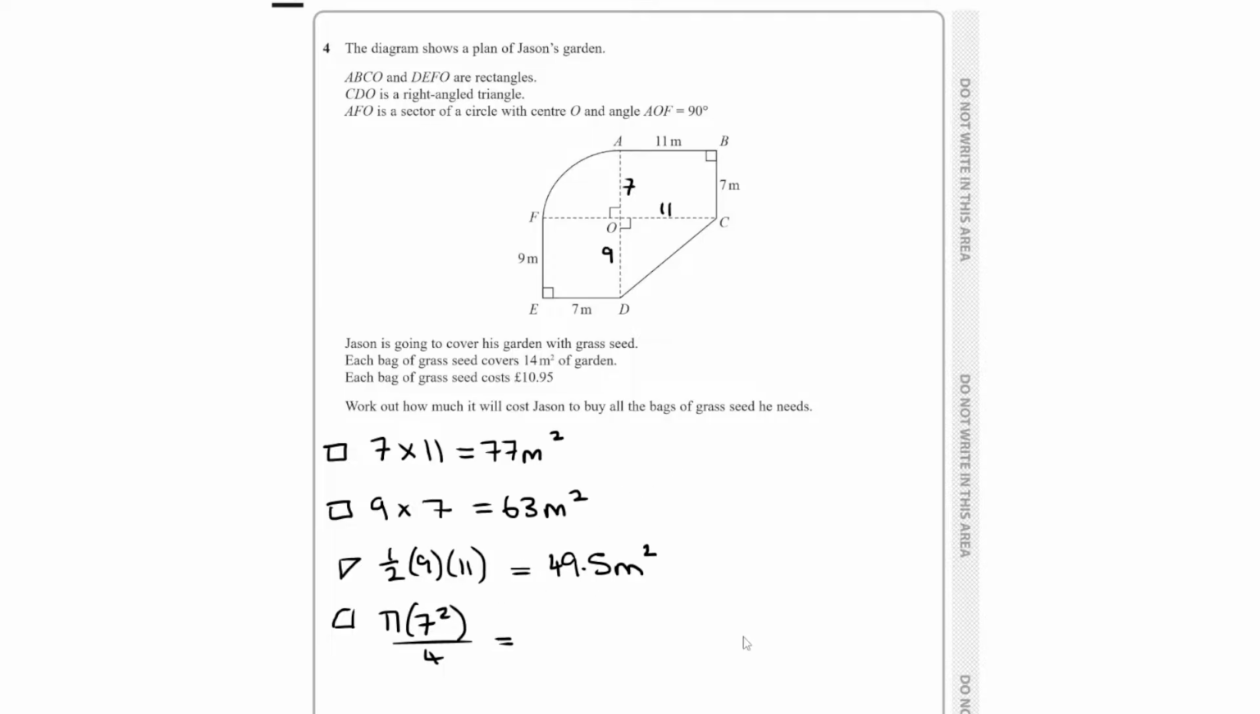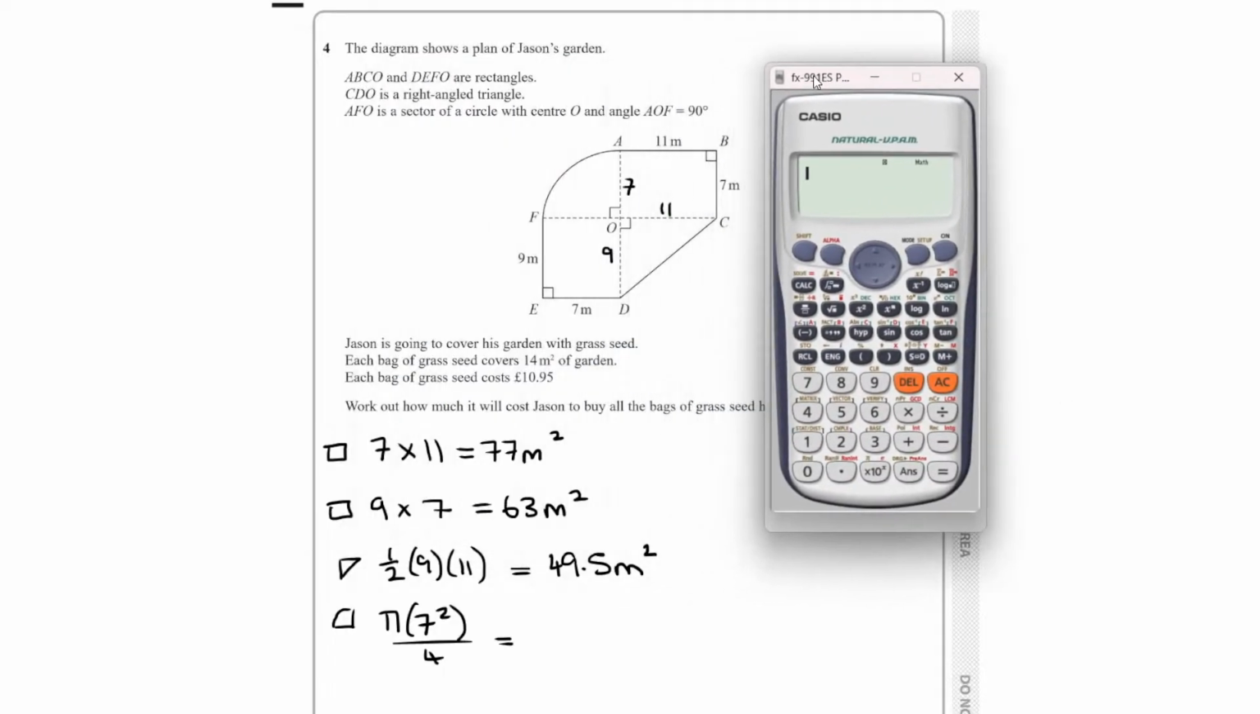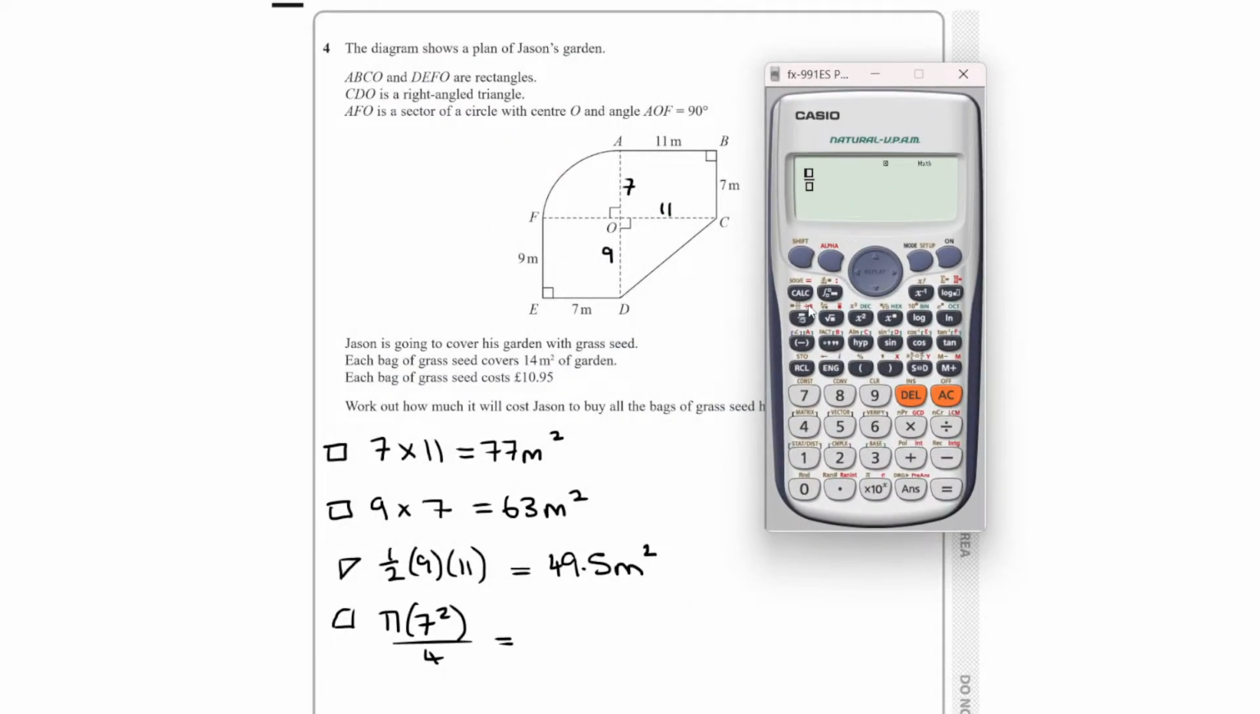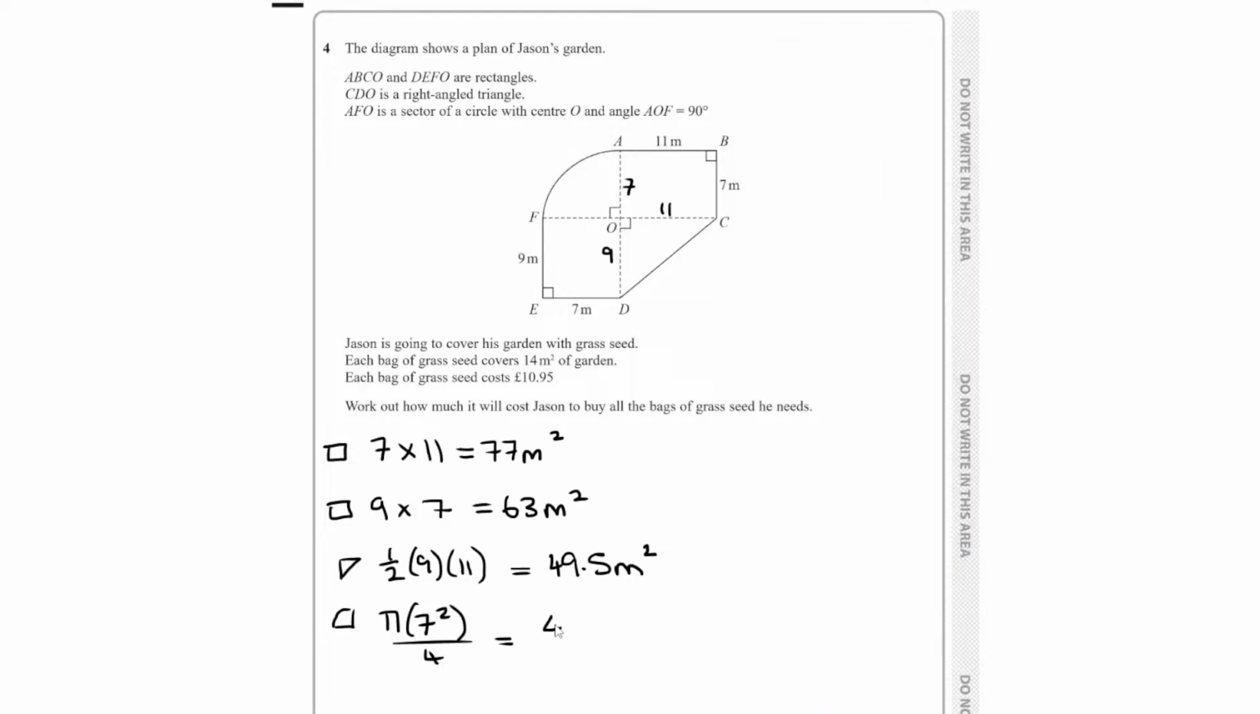Okay. So that one I would probably put into my calculator at this point. So we've got pi times 7 squared or 49. You can just put that in. You can write that down. Obviously it's loads of decimals. So I'd probably write it down as 49 over 4 pi meters squared, and then I'm going to add them up anyway.